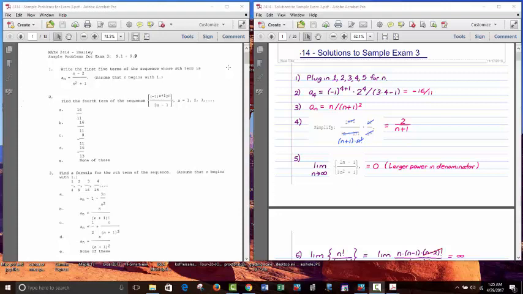All right, next problem is find the fourth term of the sequence. So all you got to do is plug in 4 for n, like I did here, negative 1 to the 4 plus 1. That's going to make it negative. 2 to the 4, and then over 3 times 4 minus 1, and you'll get negative 16 over 11.